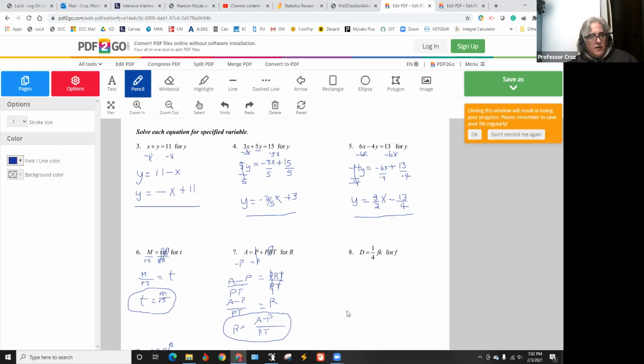All right, look at that last one. I'll give you a little hint on what you can do. If you multiply both sides by 4, remember 4 and 1/4 are reciprocals of one another. You'll end up with just FK when you do that, but you'll get 4D. All right. So try multiplying by 4 and then dividing by K.